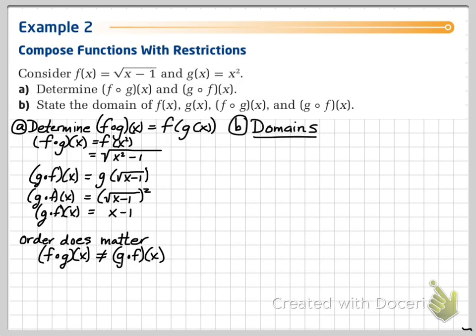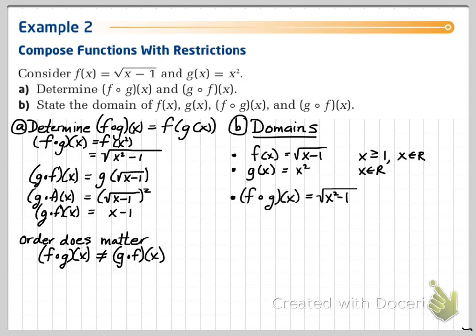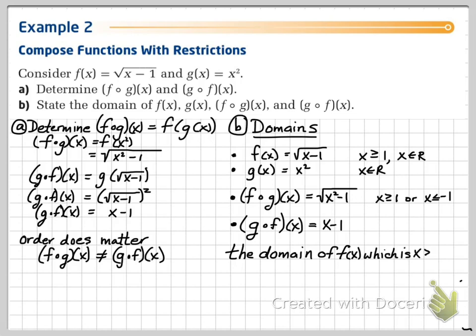In b, domains. Well, our first function, f of x, is the square root of x minus 1. In this one, x has to be greater than or equal to 1, otherwise it'll be a non-real number. In g of x, x squared, x can be any real number. F of g of x worked out to be the square root of x squared minus 1. Now, this is a different one because x can be any value greater than positive 1, but it can also be any value less than negative 1. It just cannot be any numbers between negative 1 and positive 1. G of f of x is simply x minus 1, and again, that's going to be any real number.